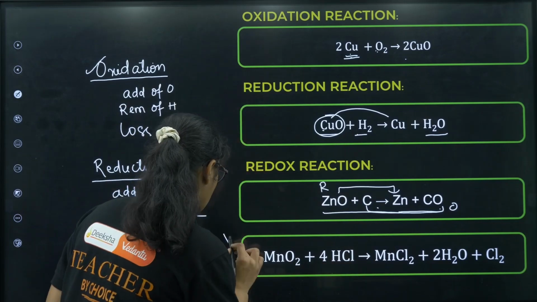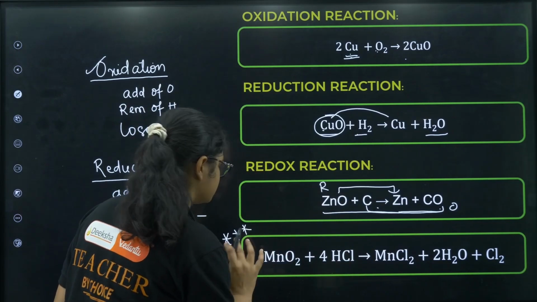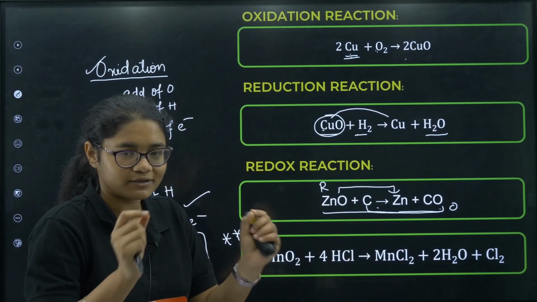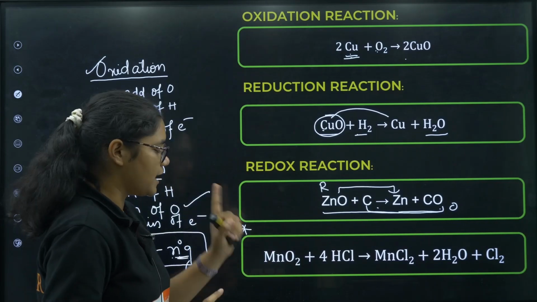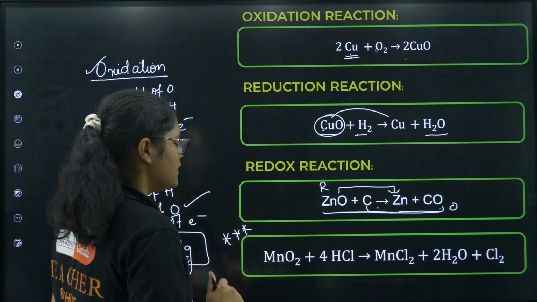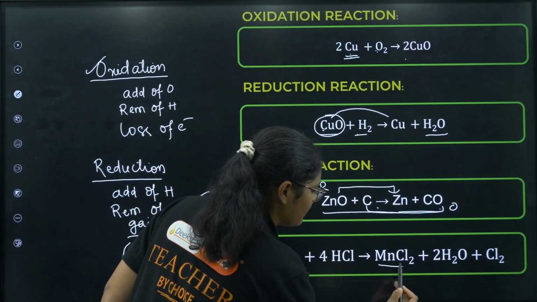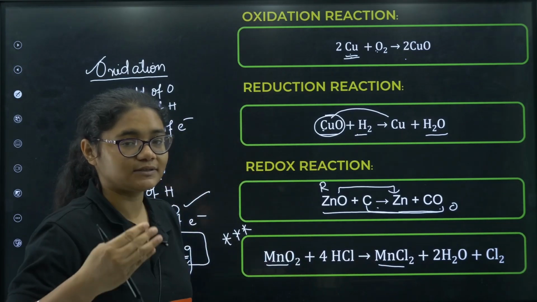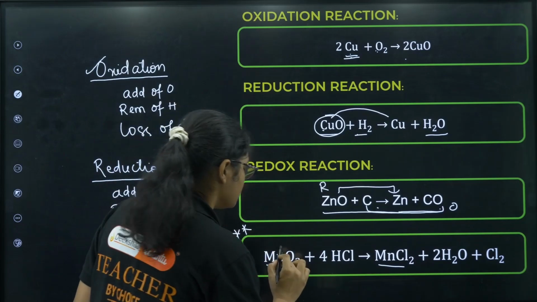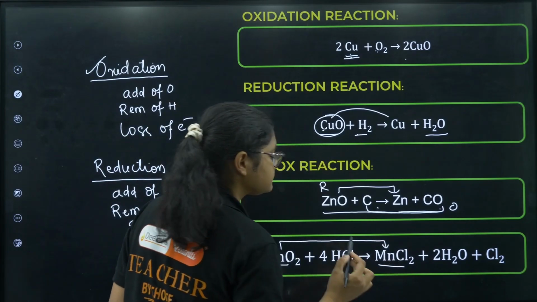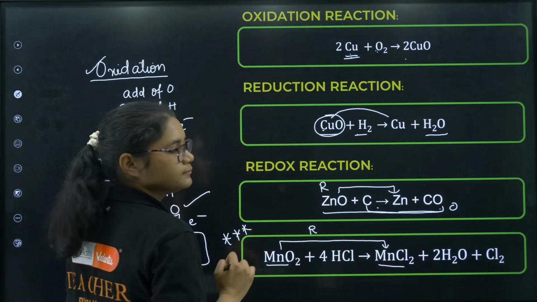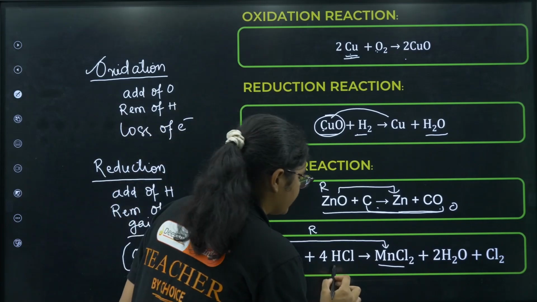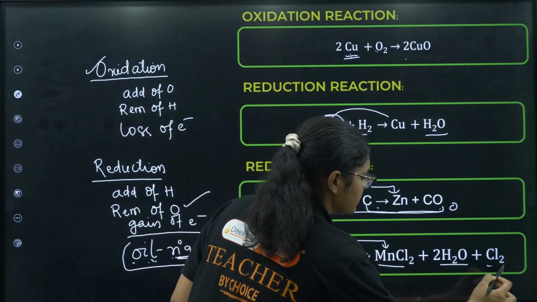This is most important. Many times in many papers these questions have been asked and students get so confused about this. So please understand this reaction properly. You have to observe MnO2 to MnCl2. What is happening? Oxygen is replaced with chlorine, or I can say oxygen is removed. That means removal of oxygen is reduction, right? Now if you see, HCl is converted to, sorry, Cl2.